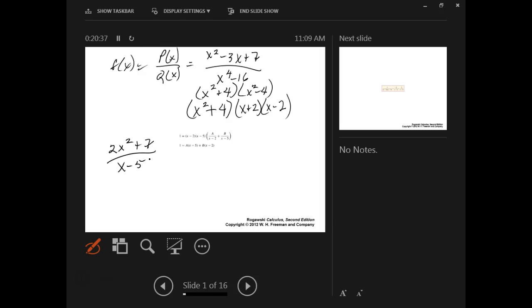Well, we don't have that in polynomials, but we do have degrees. What's the degree of this numerator? 2. Degree of the denominator? 4. As long as the degree of the numerator is less than the degree of the denominator, that's a proper rational function. How about this one? This is improper. So what could you do to that to make it proper?